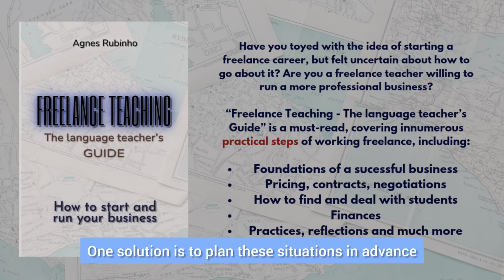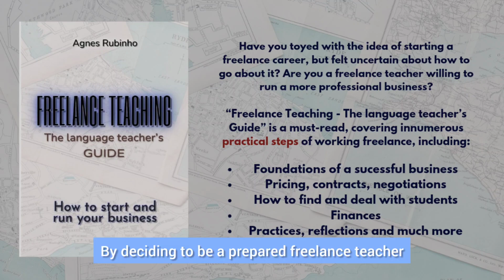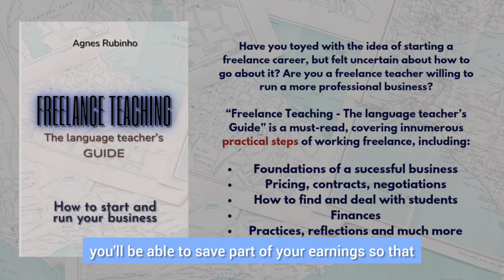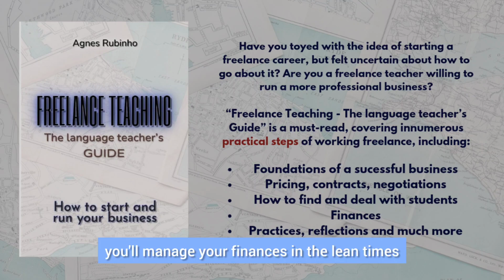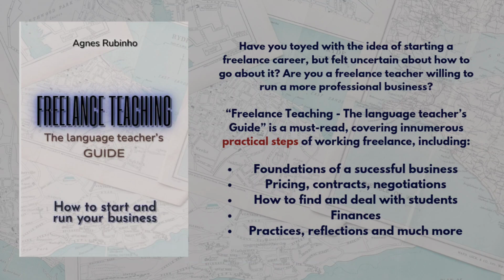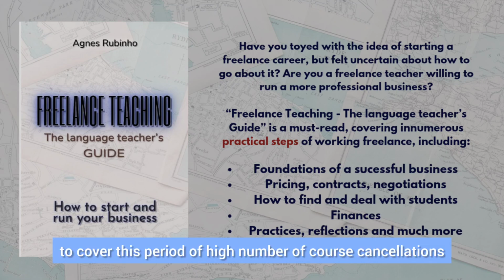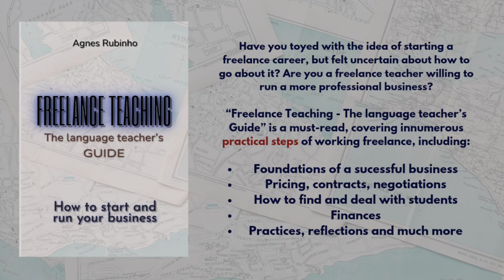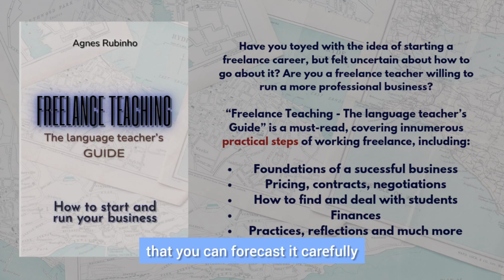One solution is to plan these situations in advance. By deciding to be a prepared freelance teacher, you'll be able to save part of your earnings so that when a few students leave, you manage your finances in the lean times. My tip: when you're planning your work hour, one thing that you can do is to include in the price formation an extra amount in order to cover this period of high number of course cancellations. So take a look at the chapter about pricing so that you can forecast it carefully.